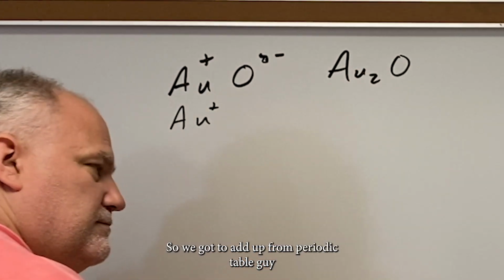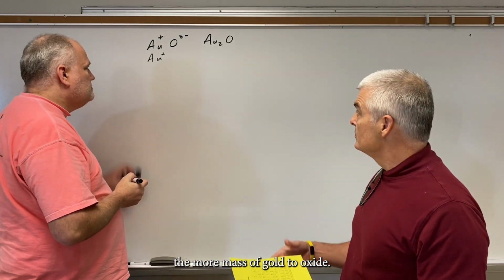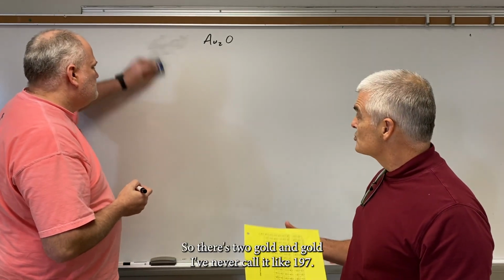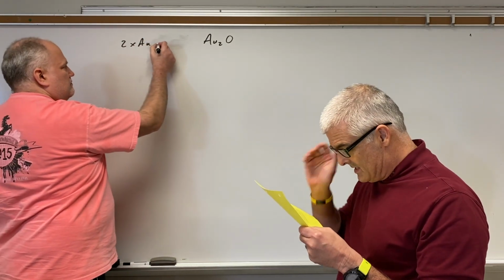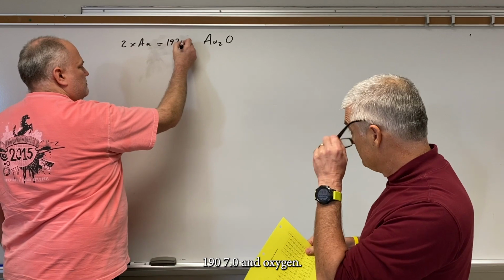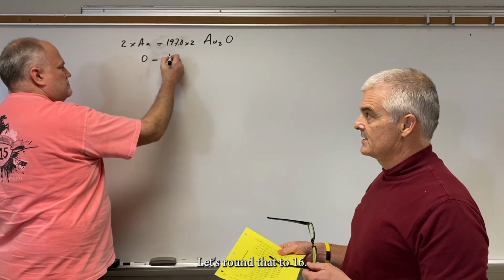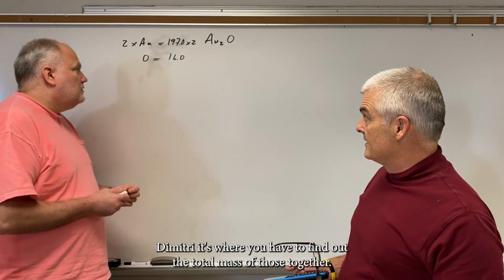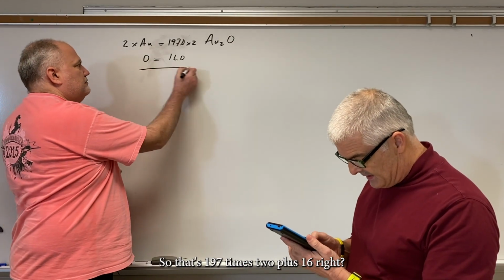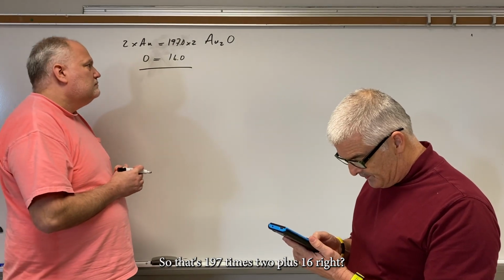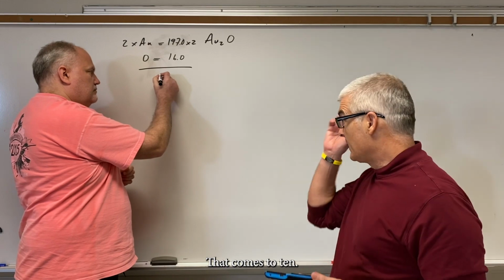All right. So we have to add up from the periodic table the molar mass of gold 1 oxide. So there's 2 golds, and gold, if I recall, is like 197. And oxygen we know to be, let's round that to 16. So we have to find out the total mass of those together. I've got the calculator, so that's 197 times 2 plus 16, right? Yes, sir. That comes to 410.